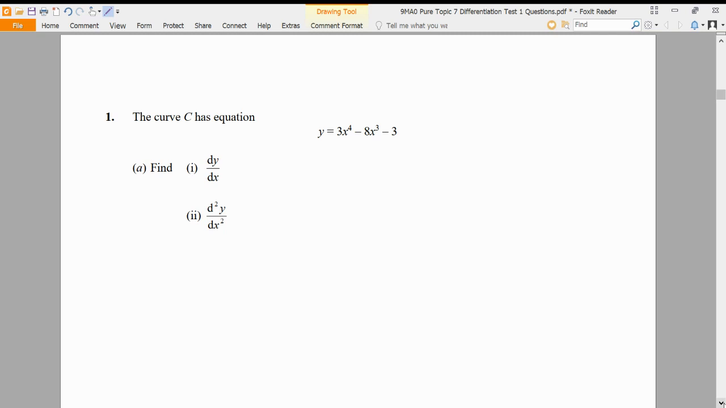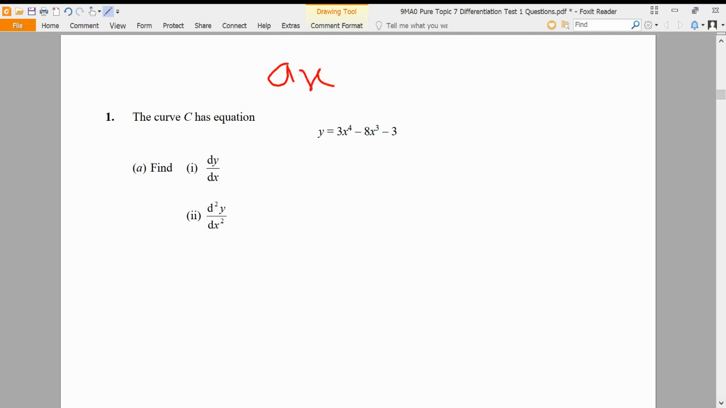This is my message to you. Are you ready? It says, the curve C has equation y equals 3x raised to power 4 minus 8x cubed minus 3. Find dy/dx. Of course, you know this is dy/dx, and dy/dx simply means the derivative of y with respect to x.